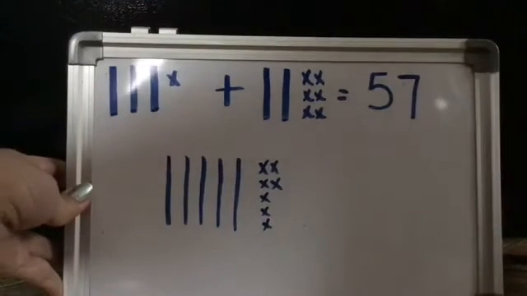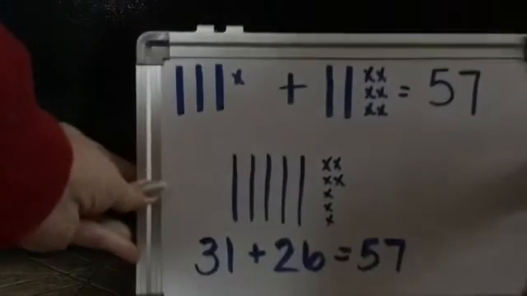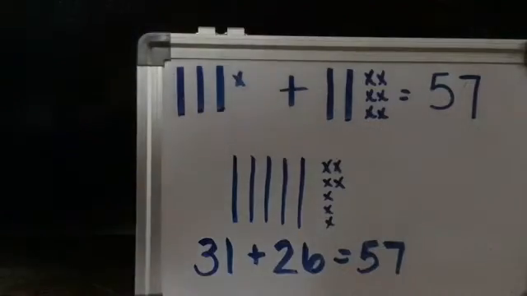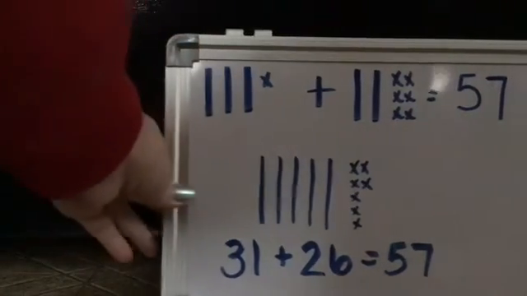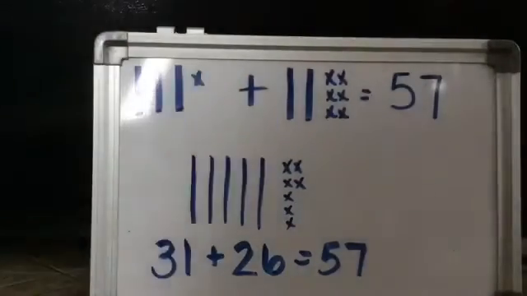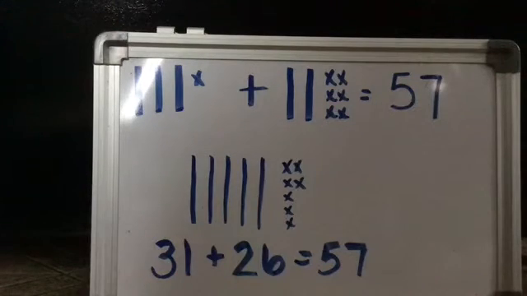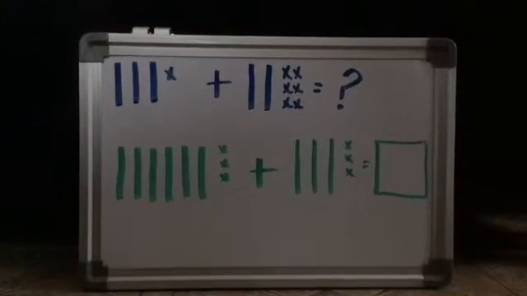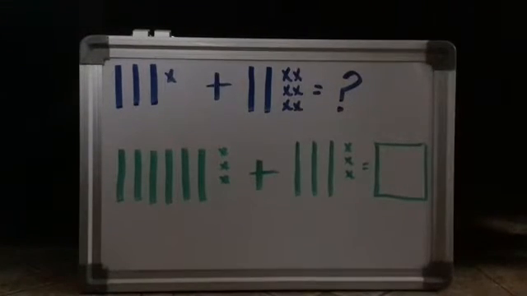So we can write it in our standard equation or algorithm, which would be 31 plus 26 equals 57. There you go. 31 plus 26 equals 57. Did you get that? Give yourself a pat on the back. Awesome. And now let's look at our green base 10 block problem.